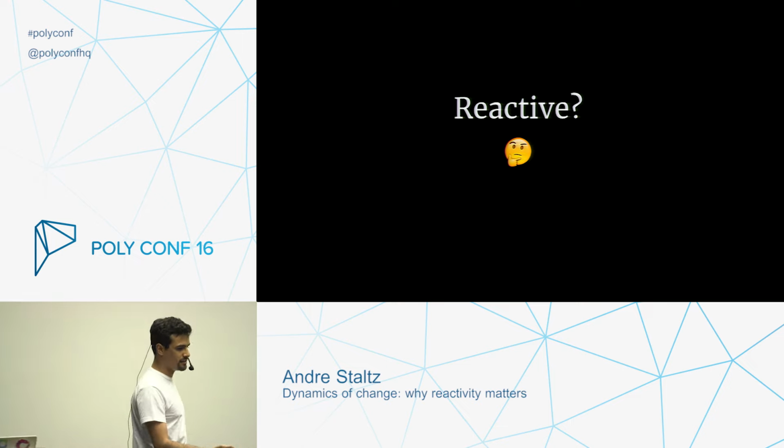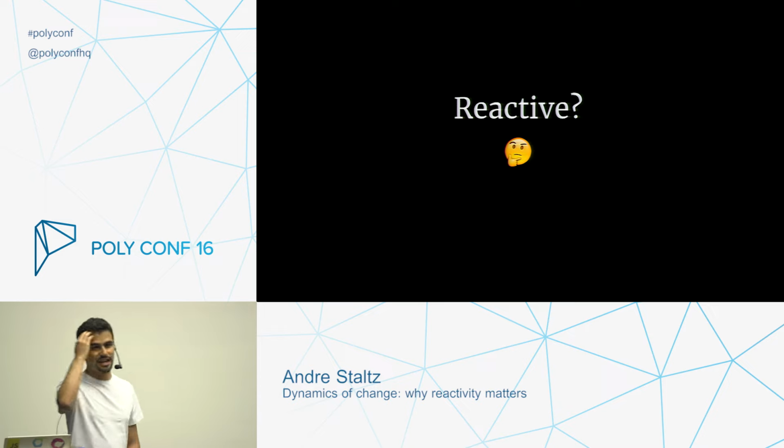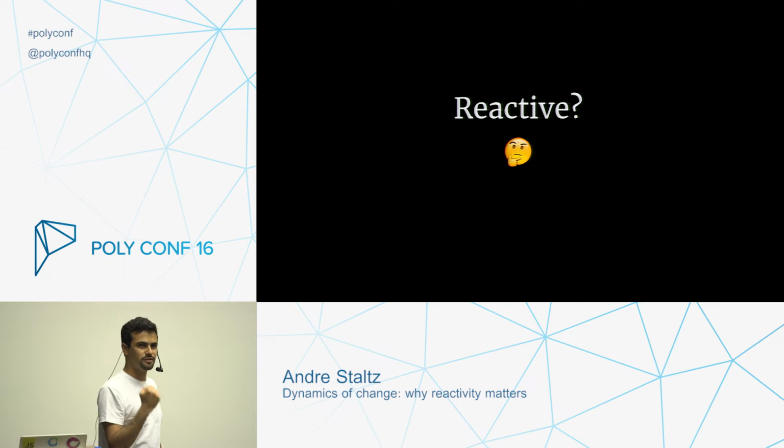Because data is always flowing from A to B in any program, and it's dynamic, so any program is reactive. I don't know. So what do you think? And this is actually a question. What do you think is reactive? Does anyone want to give like my gut feeling definition? Yeah.